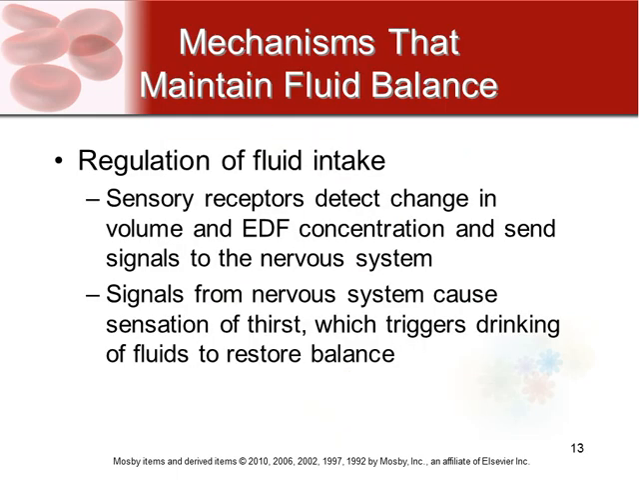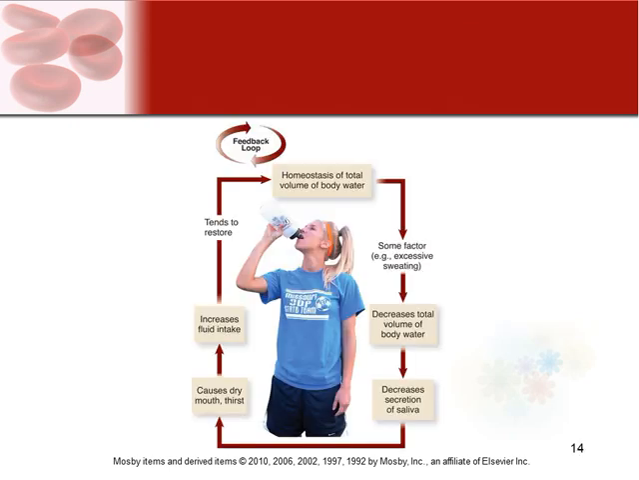So, the regulation of fluid intake. You have sensors that are going to detect a change in your volume and in the concentrations of fluid versus molecules in your body, and they're going to send signals to your nervous system to tell it that I'm thirsty. You need to drink now because I don't have enough fluid. That's really just because your body wants to maintain homeostasis. It wants to have enough fluid all the time.